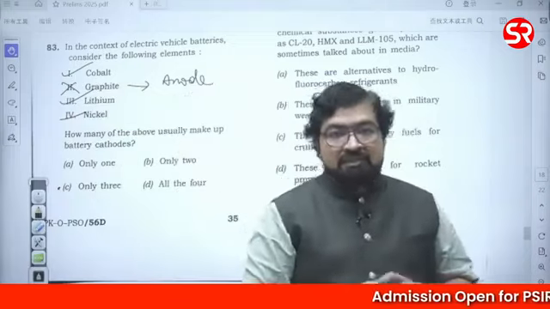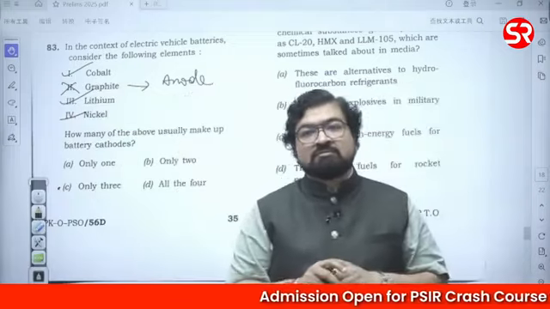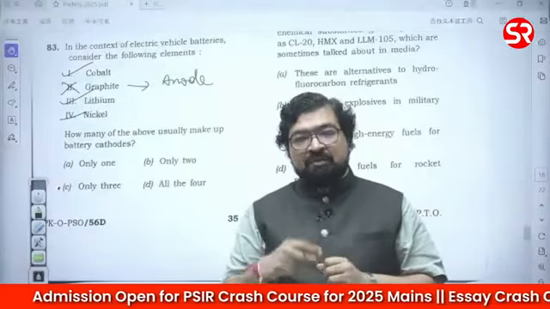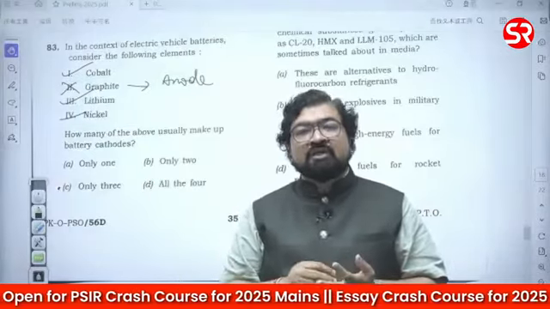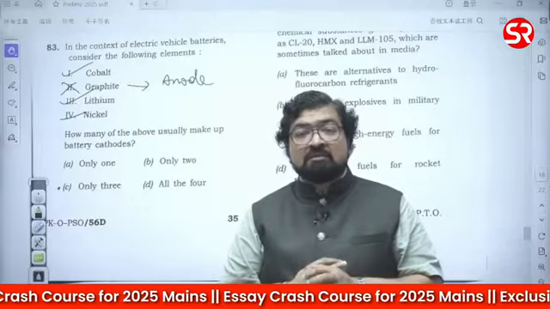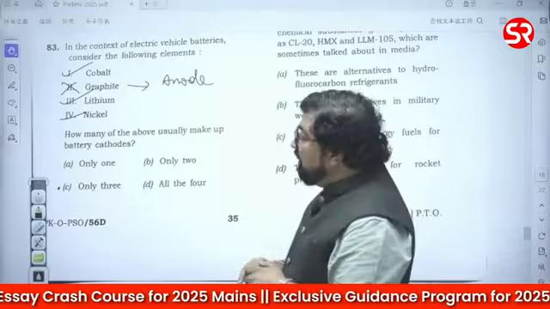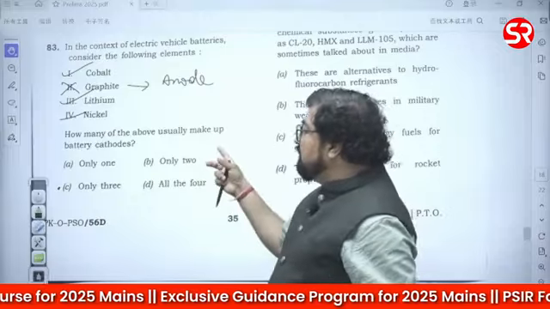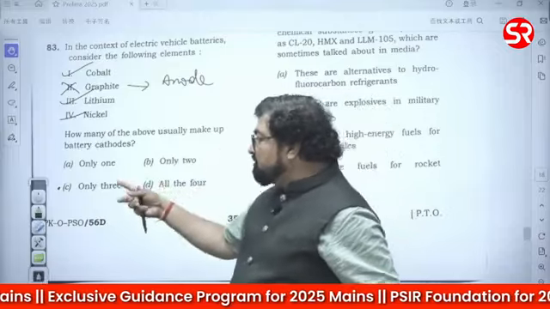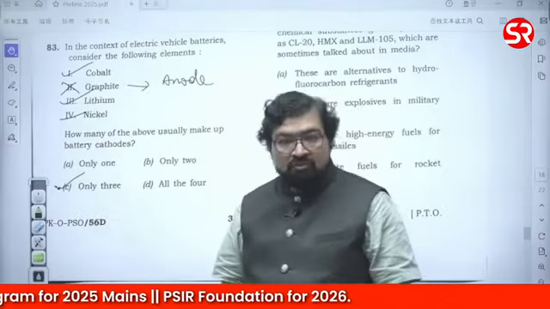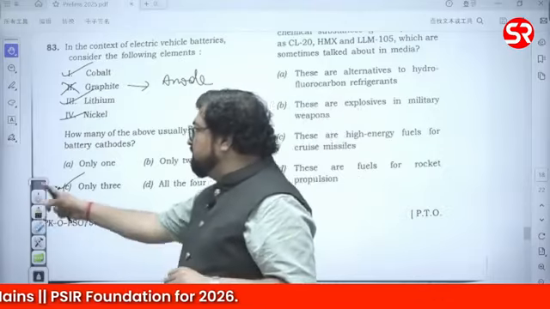Graphite is used as an anode, right? Positive charge anode, cathode is negative charge, which provides the flow of electrons there. So here the answer is cobalt, lithium, nickel, 1, 3, 4. So how many of the above usually make up battery cathodes? Only 3. C as an answer. Only 3. Now let's move on to the next question here.